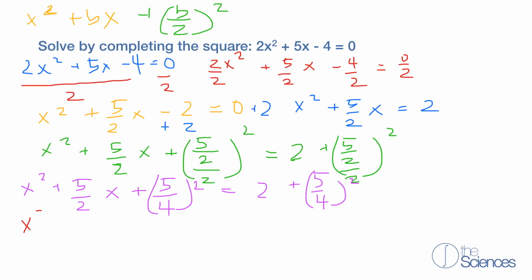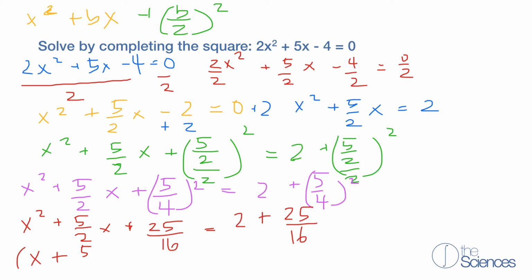So now we have x squared plus 5 over 2x plus 5 squared is 25, and 4 squared is 16, equals 2 plus 25 over 16. So here, notice we have a perfect square because we have 25, which is 5 squared, and here we have 16, which is 4 squared. So we can factor this into x plus 5 over 4 squared equals 2 plus 25 over 16.